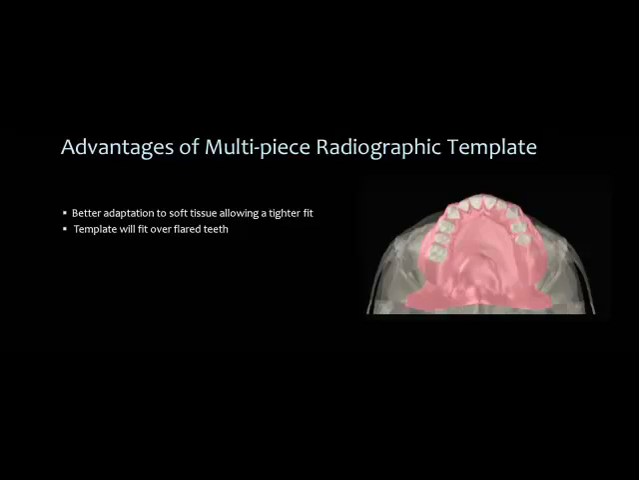So Cantoni, 2 years ago, published a wonderful paper presenting this concept of a multi-piece radiographic template to allow us to place implants into extraction sockets. What I've done is change the protocol slightly where we're able to use a multi-piece radiographic template where the base separates itself apart, and we use these Lego pieces or different markers to make sure it's adapted back together. It allows for a tighter fit. It also allows for the template to be fit over flared teeth.